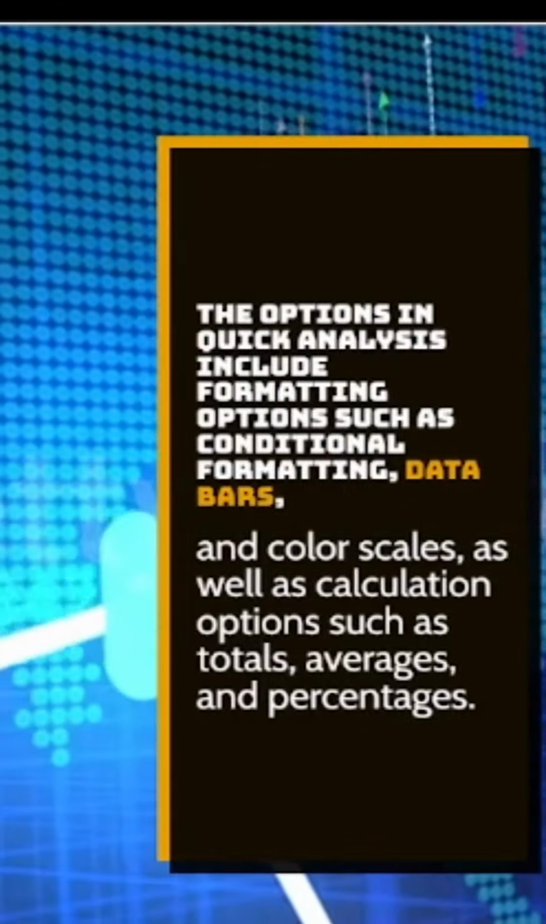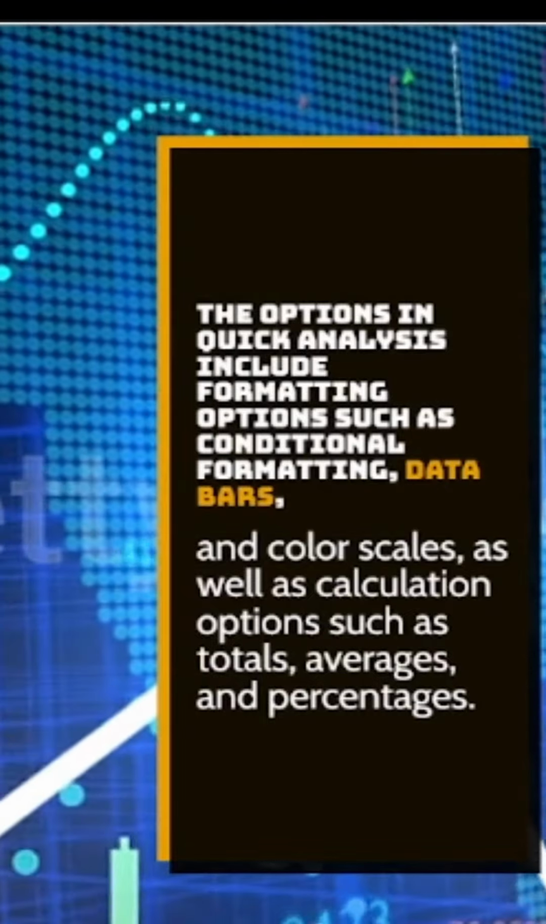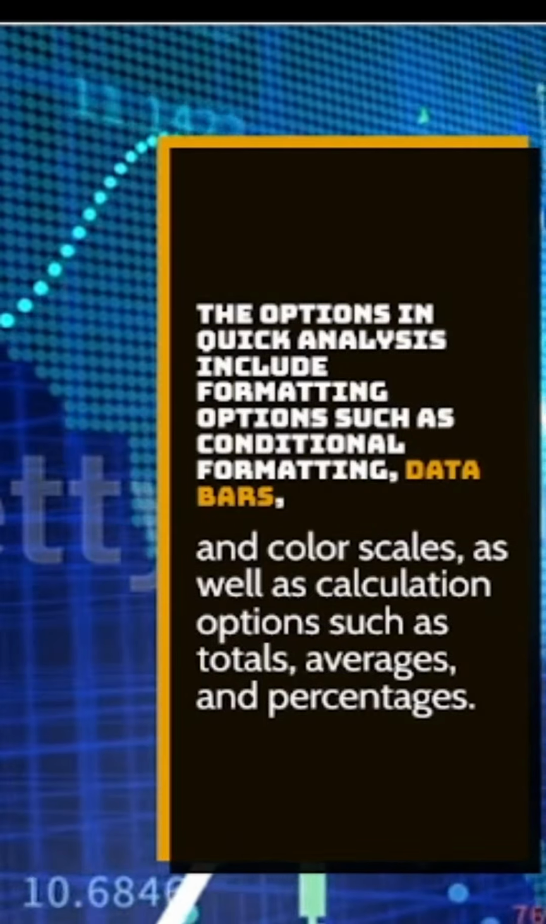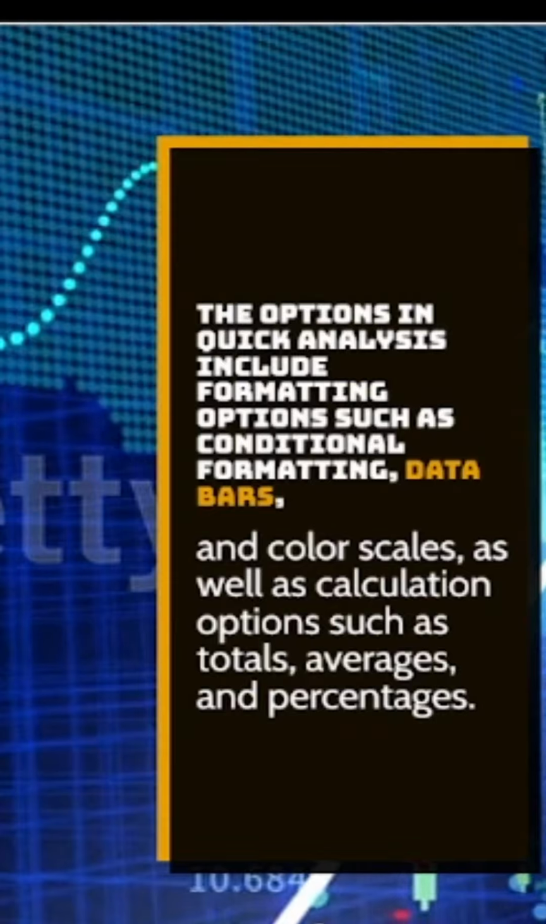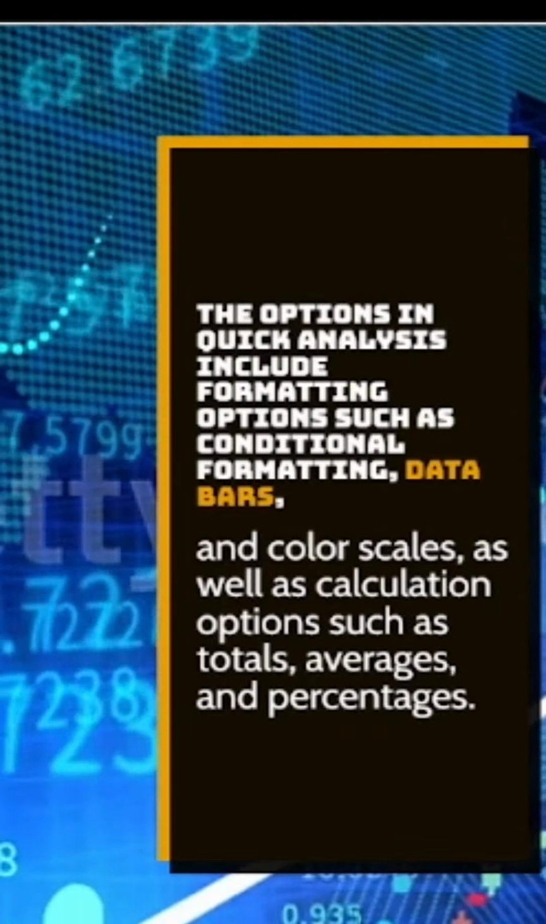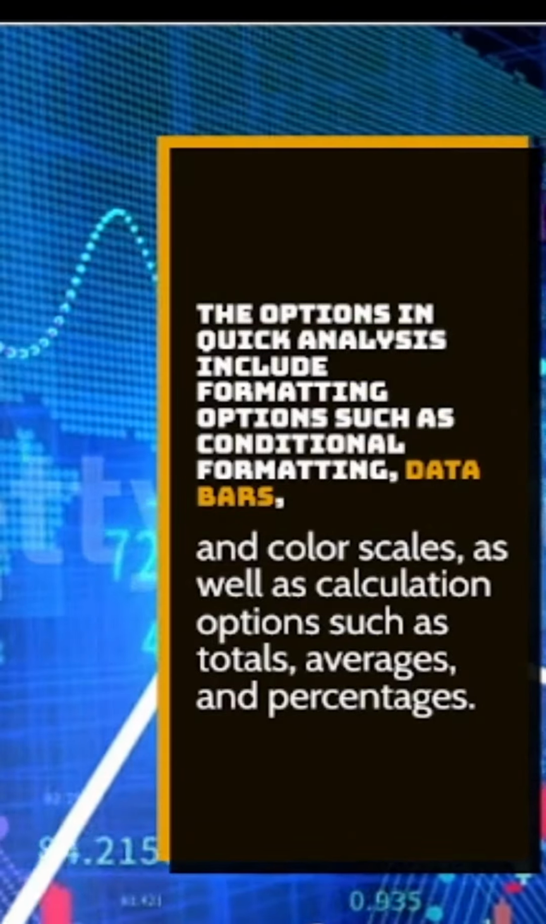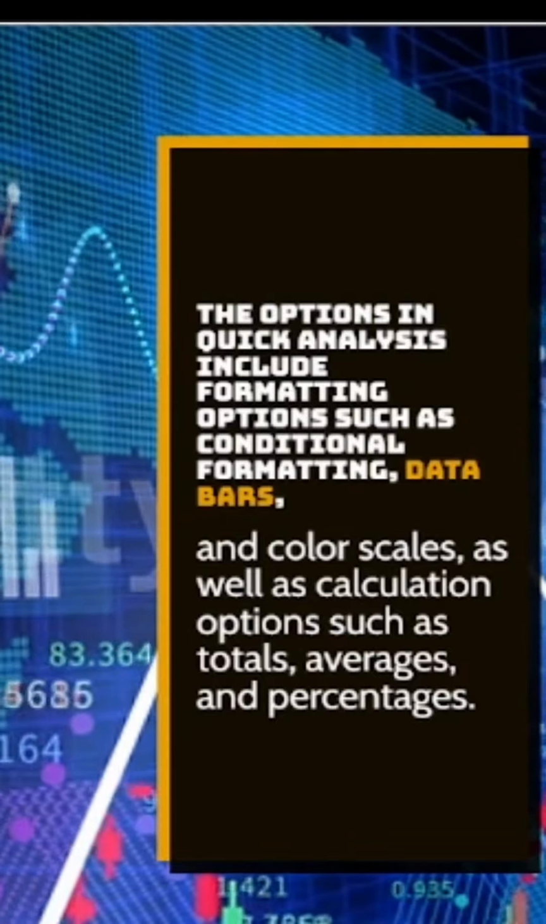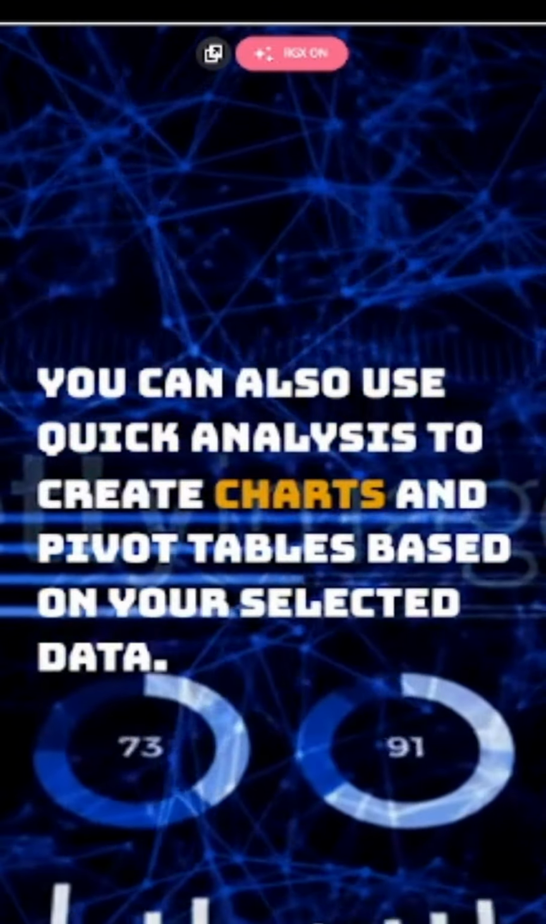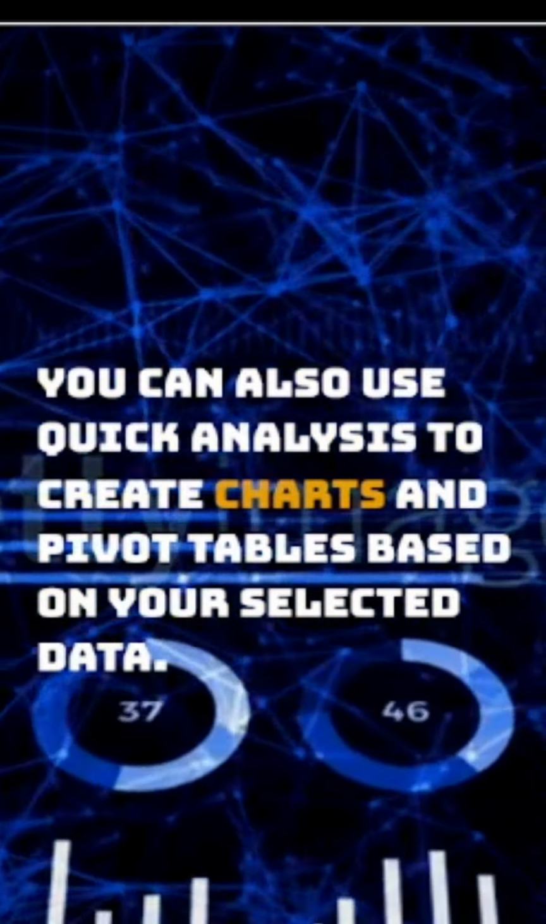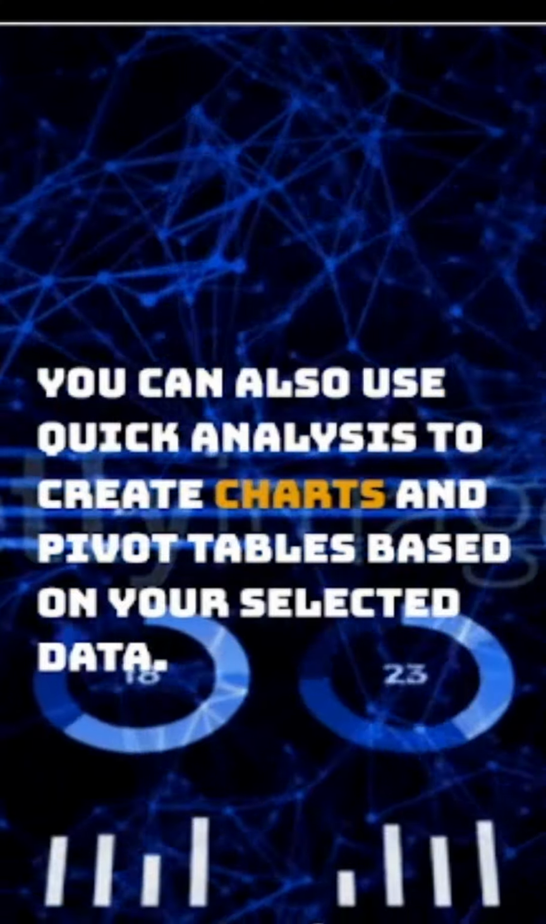The options in Quick Analysis include formatting options such as conditional formatting, data bars, and color scales, as well as calculation options such as totals, averages, and percentages. You can also use Quick Analysis to create charts and pivot tables based on your selected data.